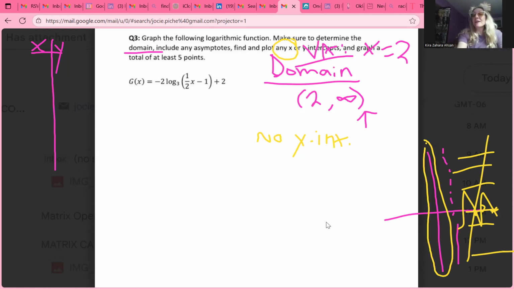And how do you find your x-intercepts? You always just set y equal to 0. So let's do that. Remember that your function is really just y. So finding our x-intercepts here, I'll label that as we find it. You've got g of x, so you want 0 equals negative 2 log 3. And then if we plug in 0 for, or sorry, not plug in 0 for y.